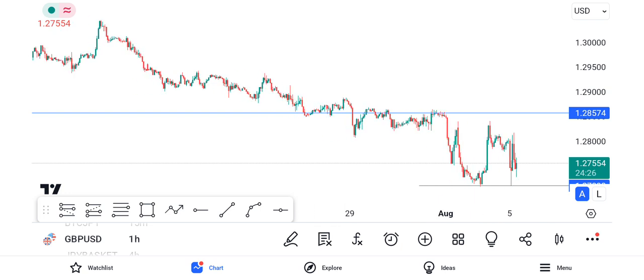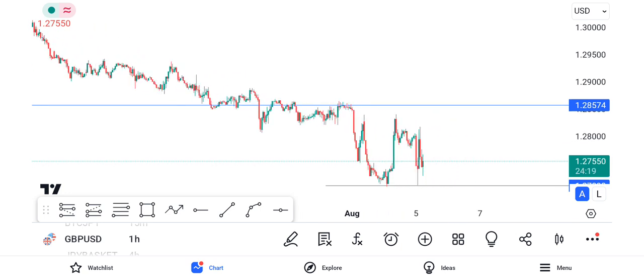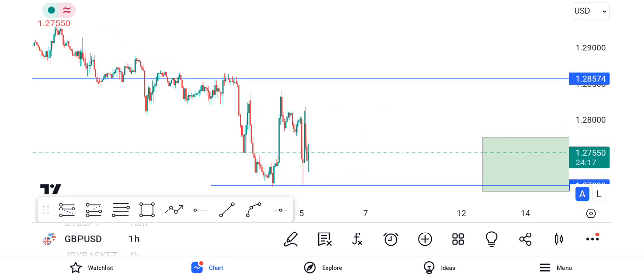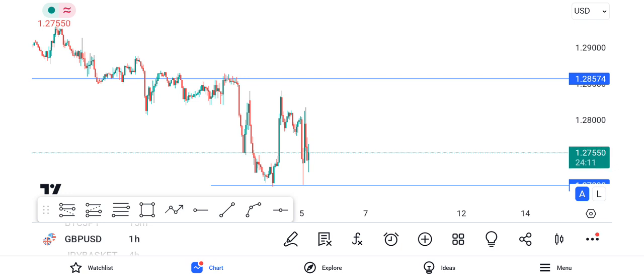This is a bearish trend, making lower highs and lower lows. But at this point, price is on the area of value on the higher time frame, the daily time frame. So we have to be patient and see what price has to do at this point.